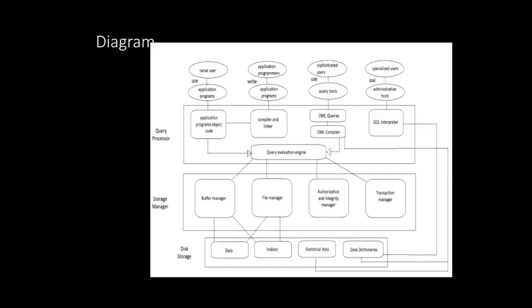First, we'll study about the four parts of this diagram. So here are the four parts of the system. First part is the database users. You can see there are four users there. That is called the first part, that is the database users. Second is the query processor. Third is the storage manager. Fourth is the disk storage.